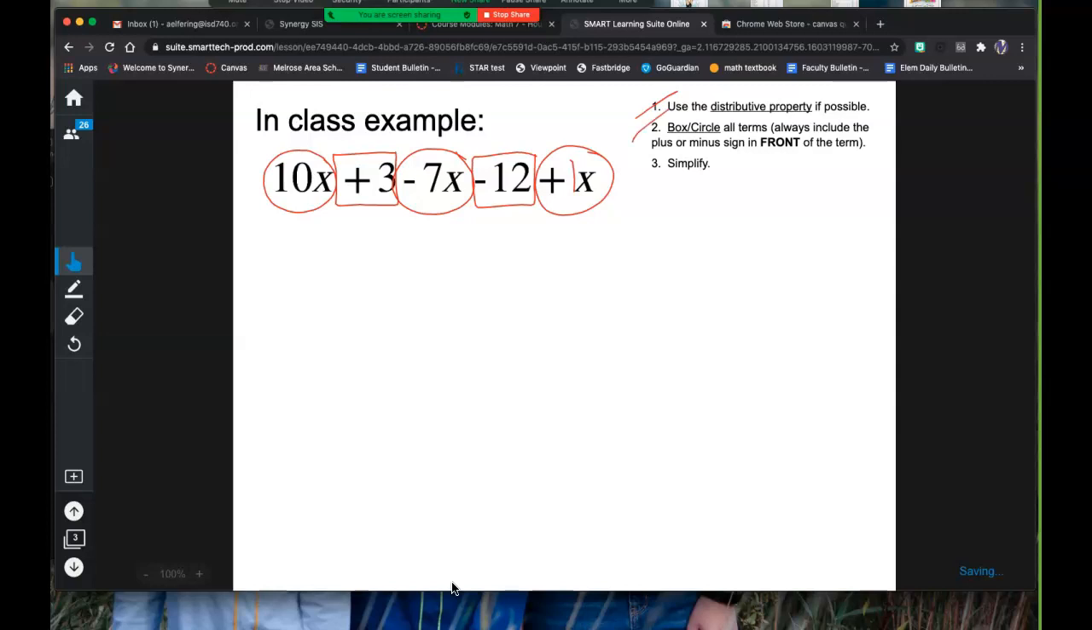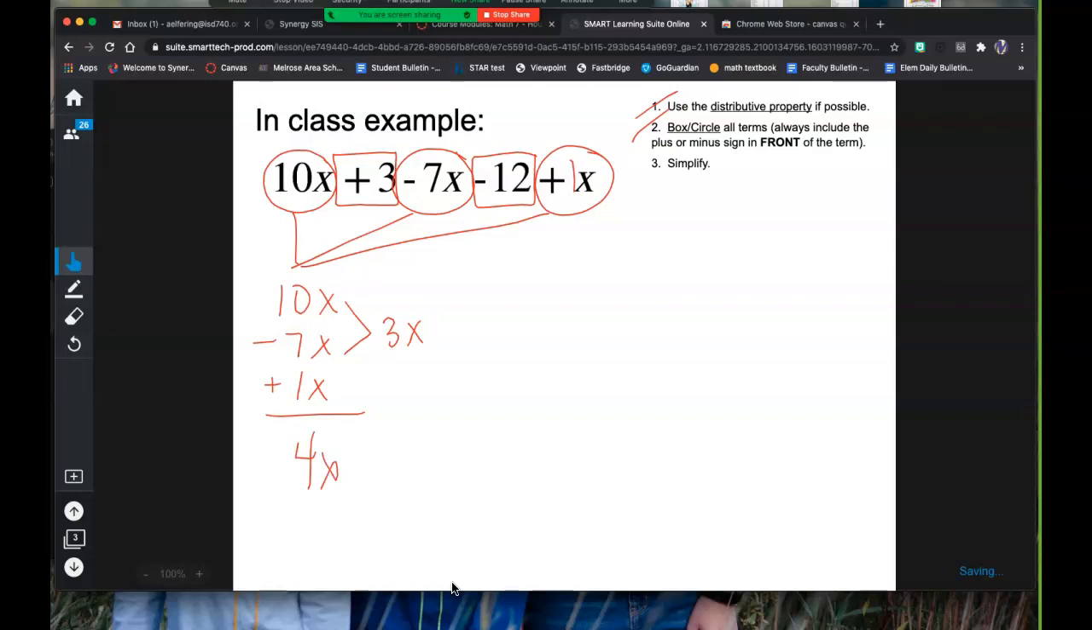Now, we've done step 2. Step 3 is to simplify. We're just putting everything together. So essentially I'm taking my circles, and I have 10x, I have a negative 7x, and I have a positive 1x. And I have to put them together. What's the answer, guys? 10x and negative 7x, if I'm adding them together, 10 plus negative 7 is 3, right? Different signs subtract. So that'd be 3x plus 1x is 4x.